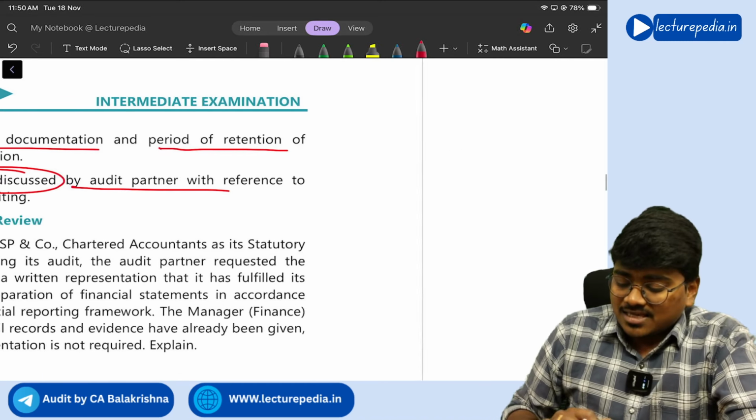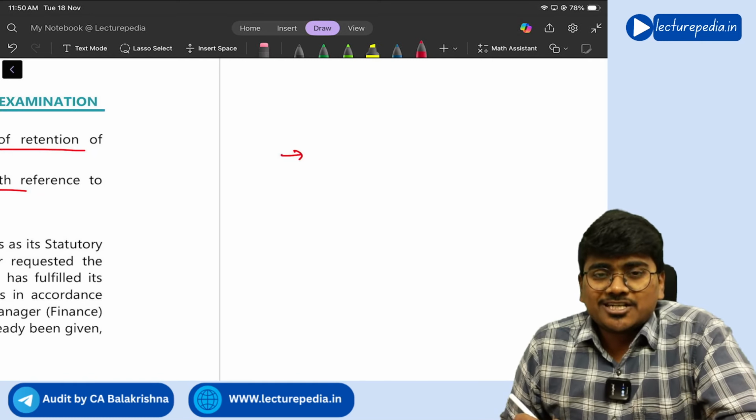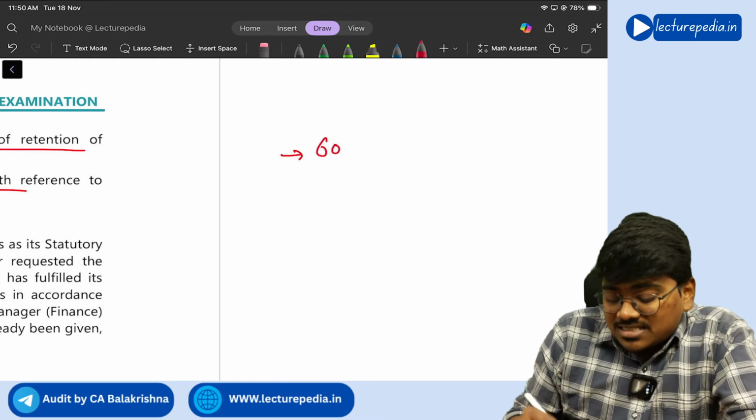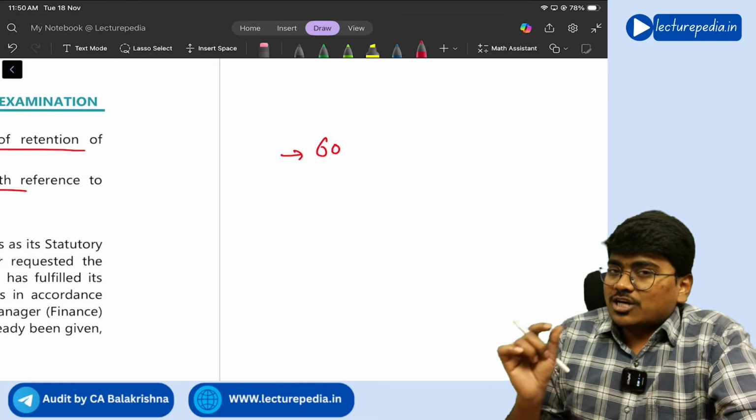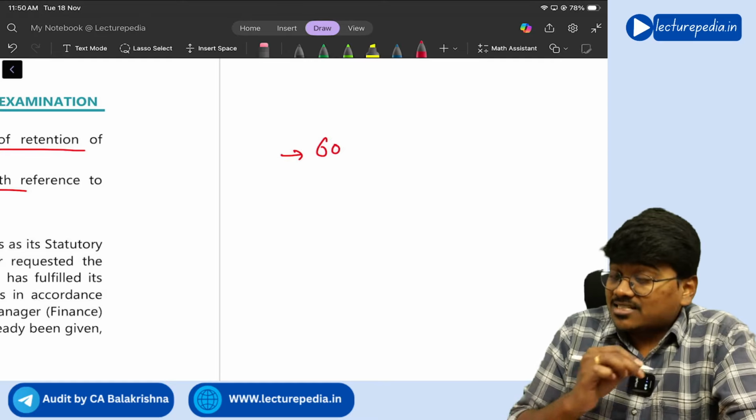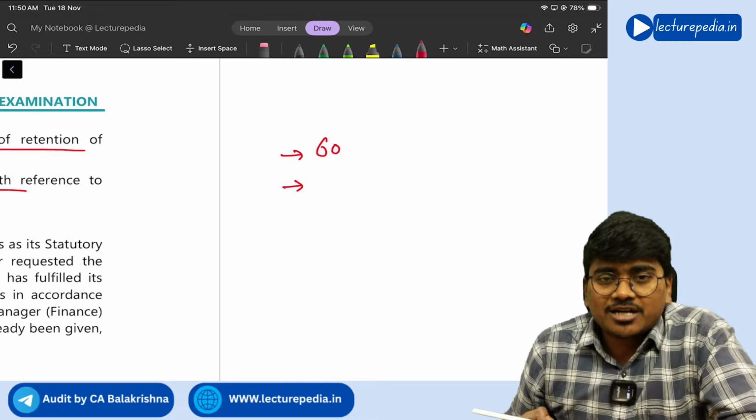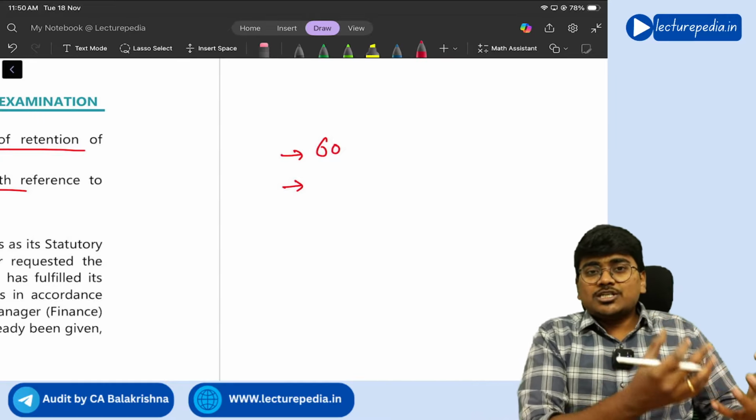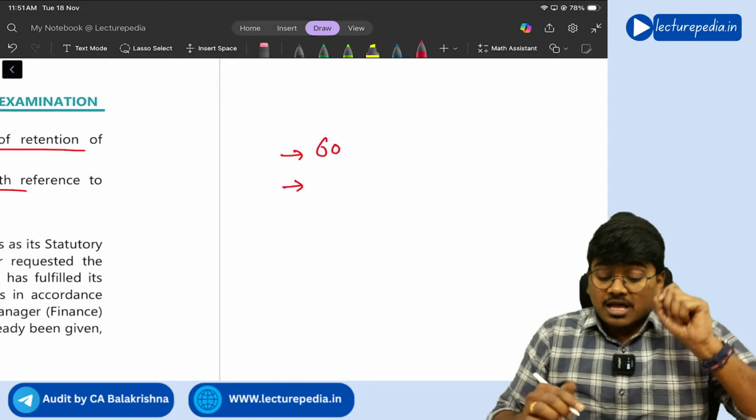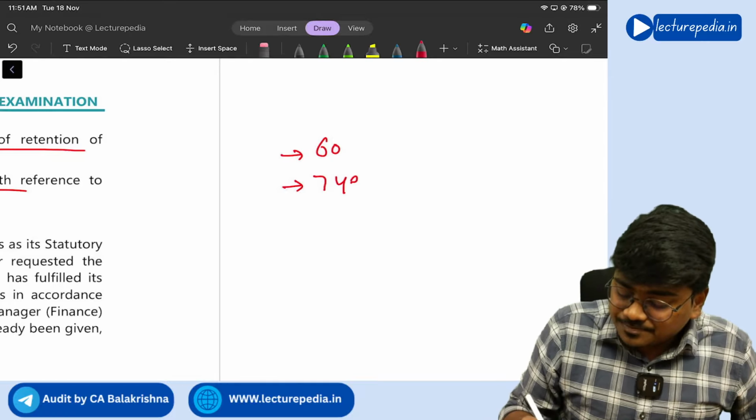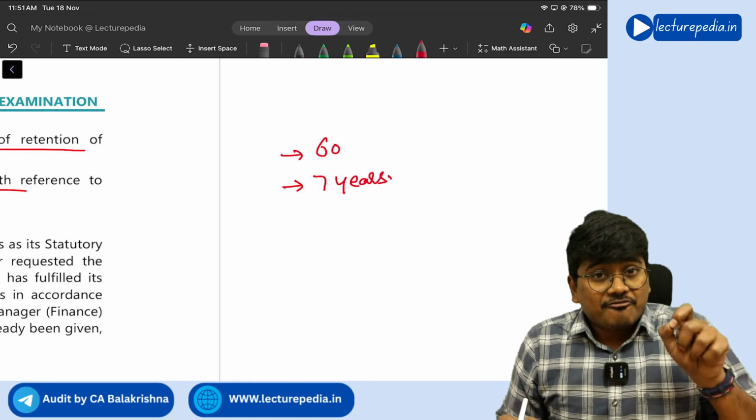So, he is discussing about time limit within which you need to complete the documentation. So, within 60 days from where? From date of audit report, you need to complete the audit documentation. And next, he also mentioned about retention period. Retention period means for how long you need to hold that documentation with you after maintaining them. For a period of 7 years, you need to retain that audit documentation with you only.